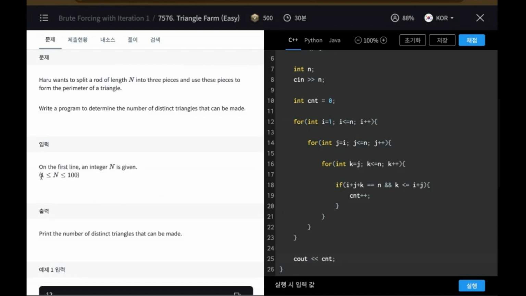Any questions so far? No. Okay, I can further optimize this, but that's going to be a problem for a later question. So this is brute forcing. You're essentially just implementing according to the rules of the problem.